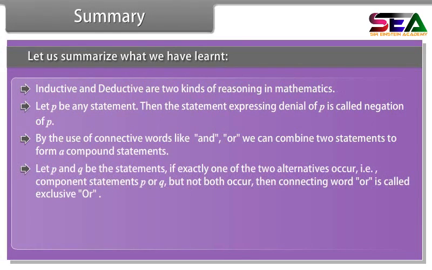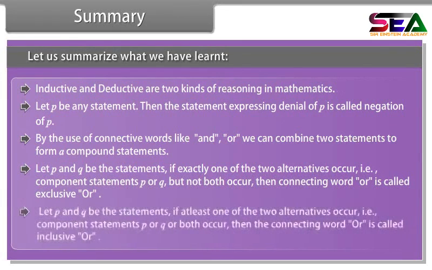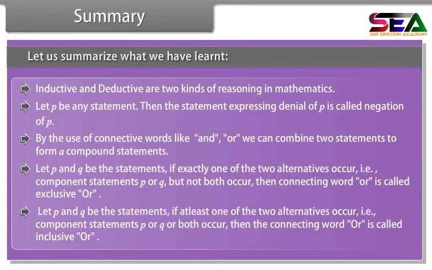Let P and Q be the statements. If exactly one of the two alternatives occurs, that is, component statements P or Q, but not both occur, then the connecting word or is called exclusive or. If at least one of the two alternatives occurs, that is, component statements P or Q or both occur, then the connecting word or is called inclusive or.